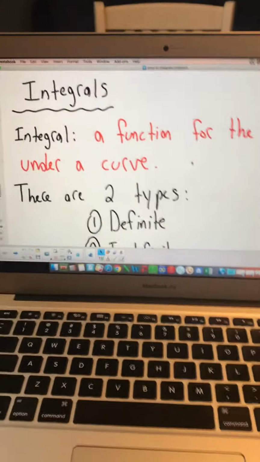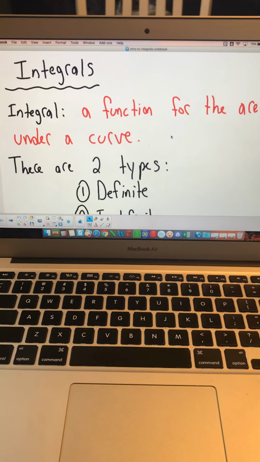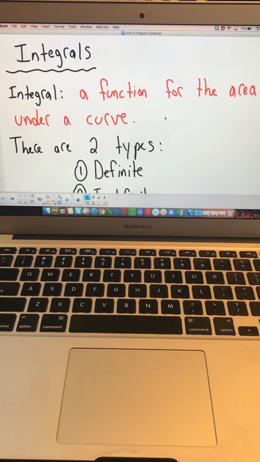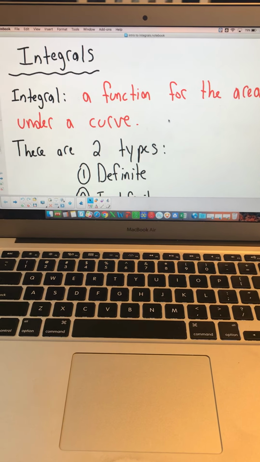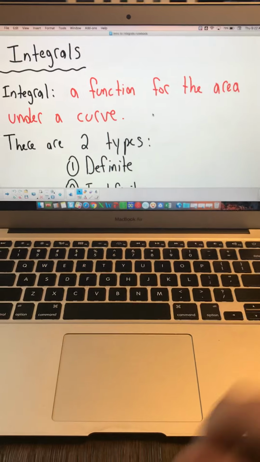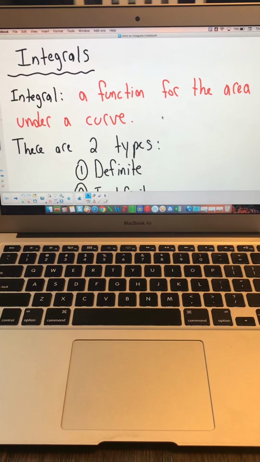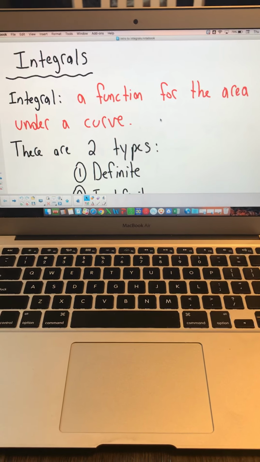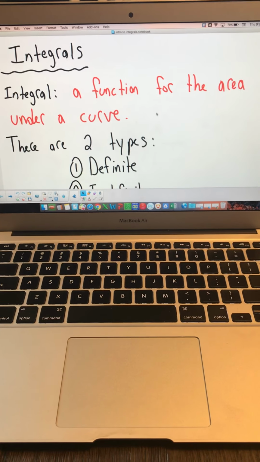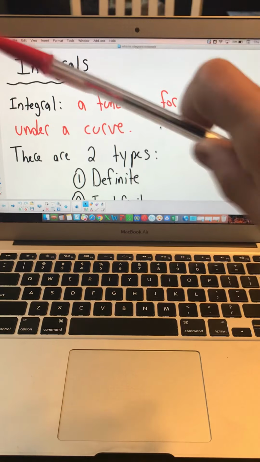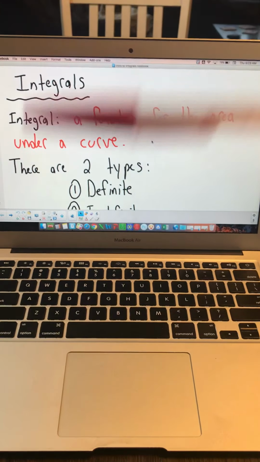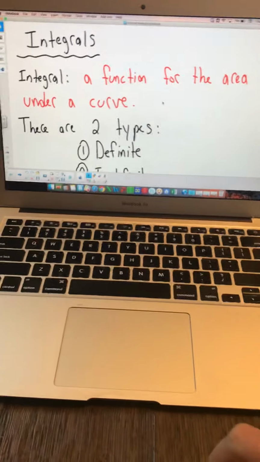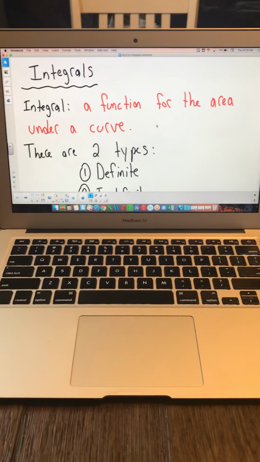So we went from derivatives and deriving functions, and now we are rolling into the big topic for the second half of the year, integrals. The integral is the opposite of a derivative. So pretend we took the derivative, erase all the work, and now we're starting with the derivative and going back to the original function.